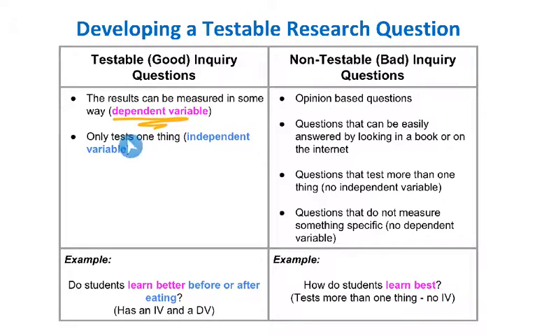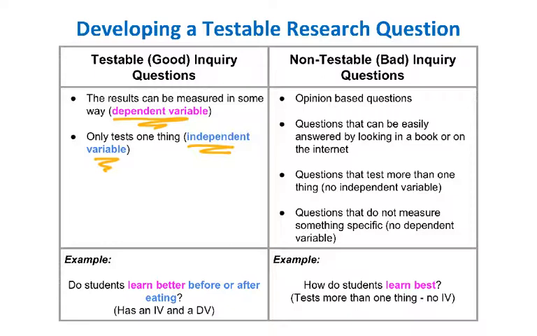Second, a testable question should only test one thing. In other words, there should only be one independent variable in the question, okay? If there's no independent variable, if there's no thing being tested, then it's not a good inquiry question.